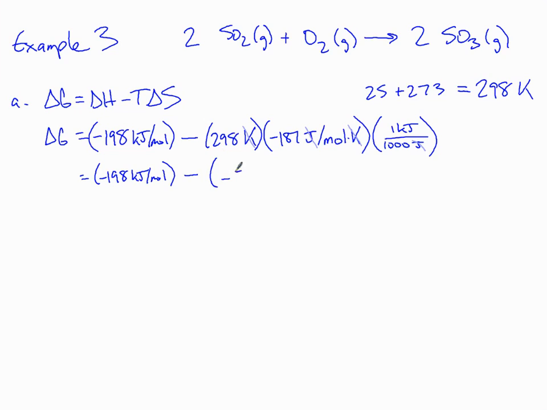Minus, and this is negative 55.7 kilojoules per mole. Check my notes. So here's what we're doing. We have a negative minus a negative. And if you think back to like 7th grade, that means plus a positive. Negative 198 and 55.7. Negative 142. Yeah, we'll stick with 3 significant figures. And that's kilojoules per mole.